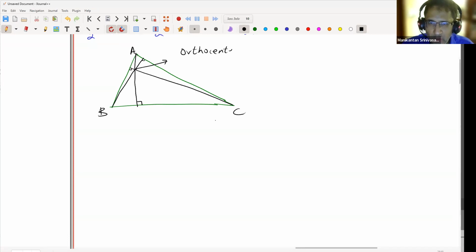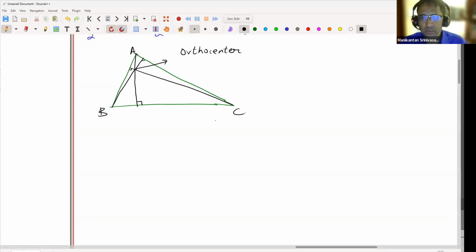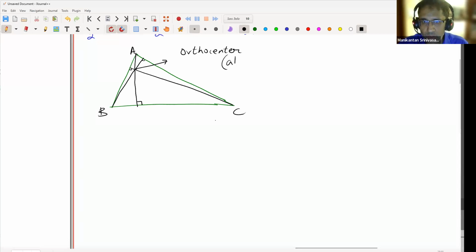There are a few properties, but for AMC10, you don't need to know too much about it. Just know that the orthocenter is the meeting point of the altitudes.